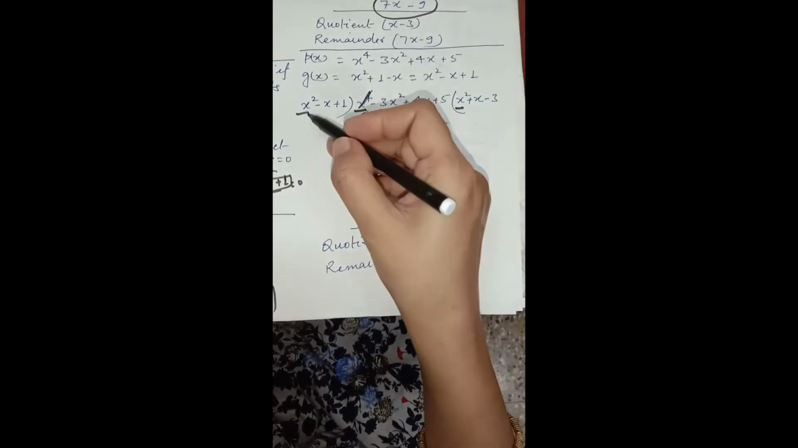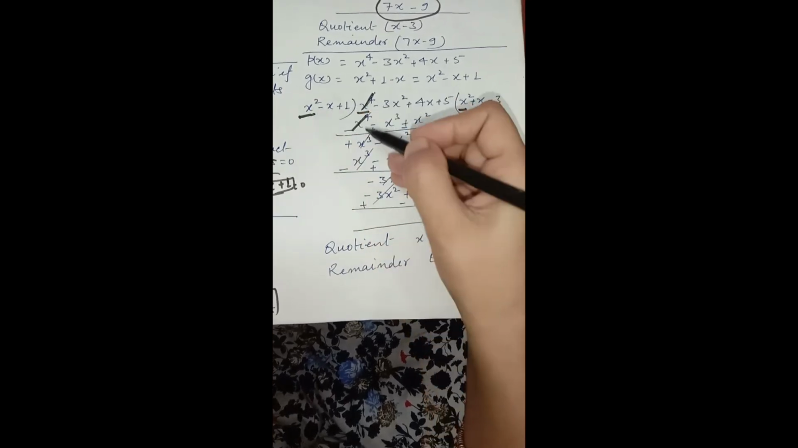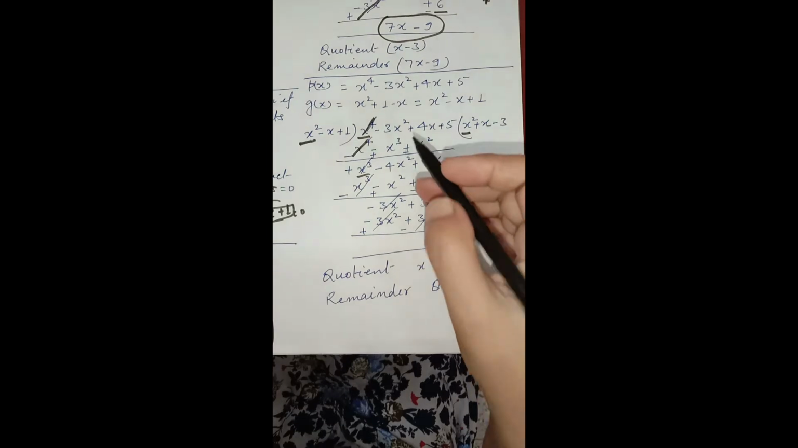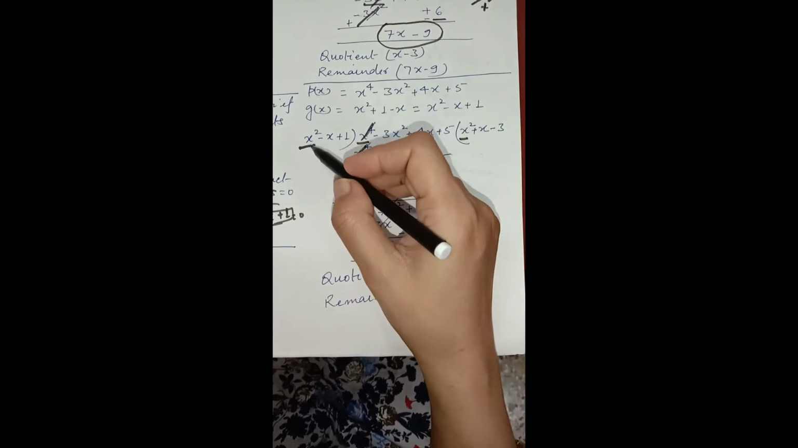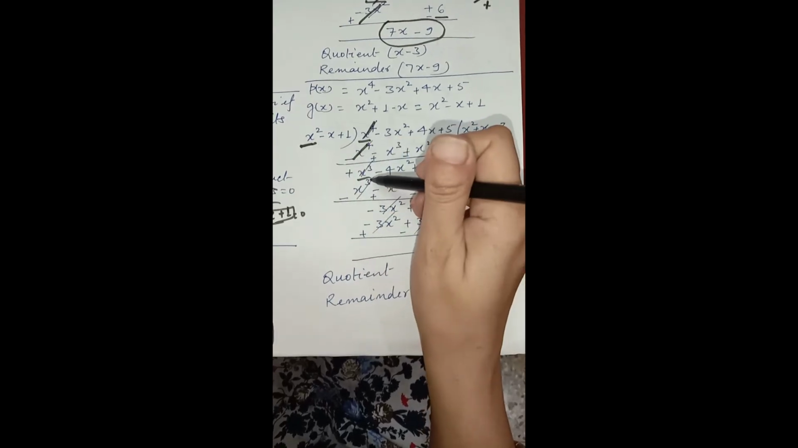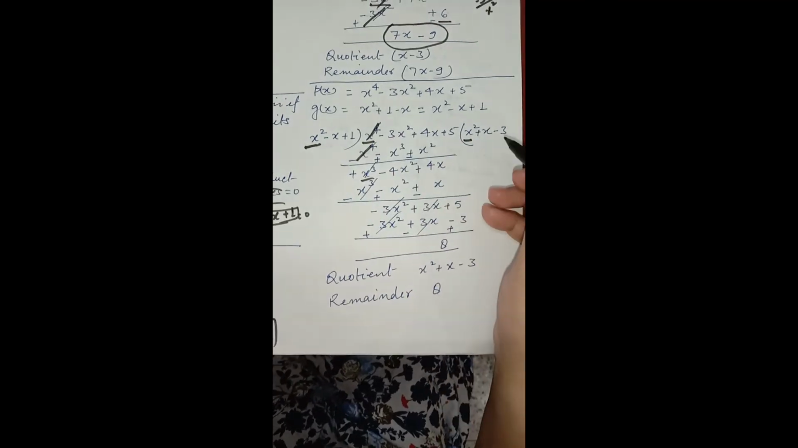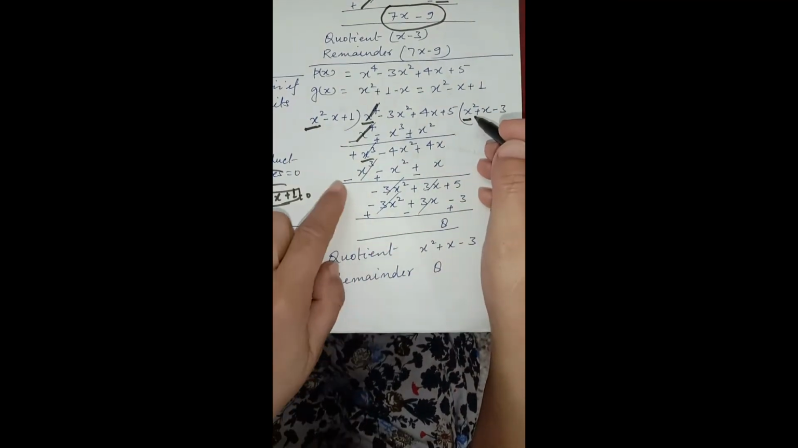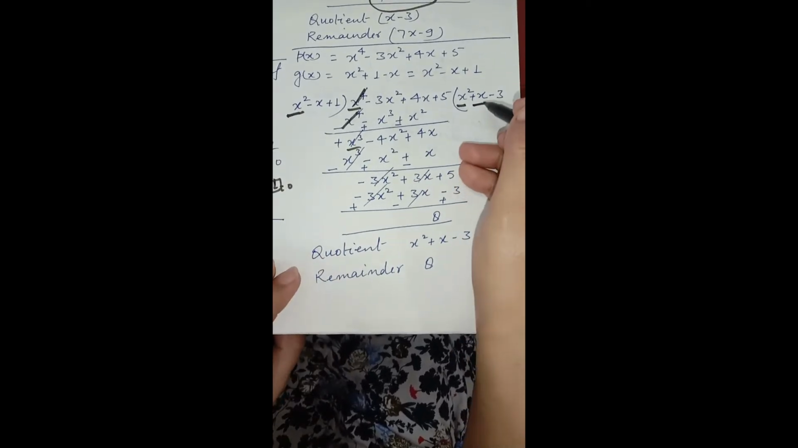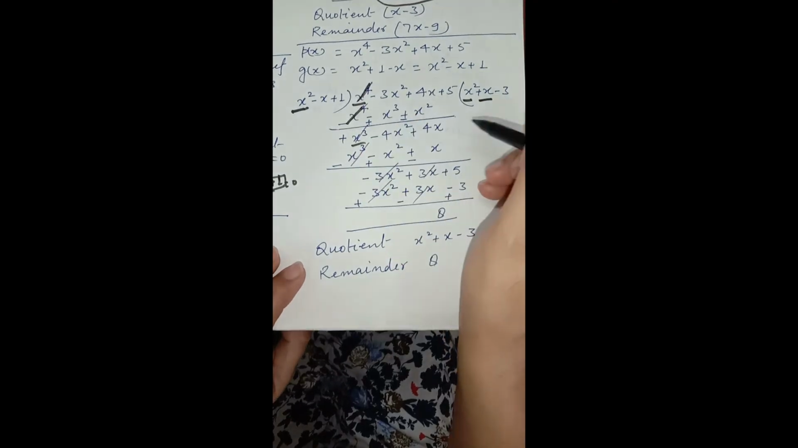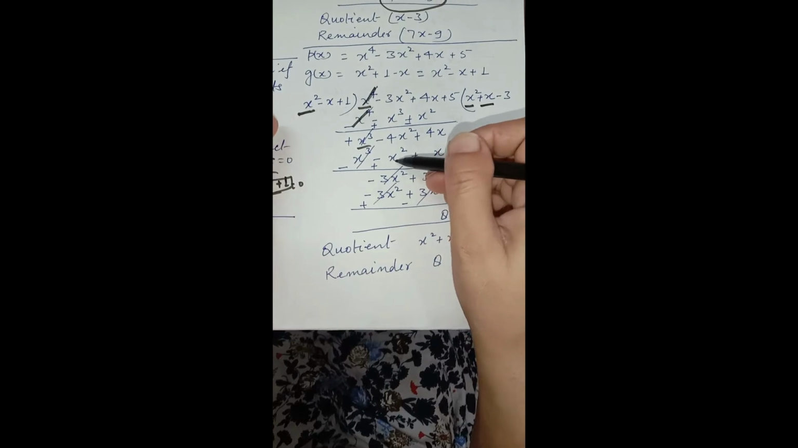Now we will check the first term of the dividend and the divisor both. Divisor the first term is x square and dividend it is x cube. So next we will check the first term of dividend and the first term of divisor. It is x cube and it is x square. So we need one more x to get x cube. So we will multiply with positive x. Now with plus x we will multiply the whole divisor, and we will get x cube minus x square plus x.